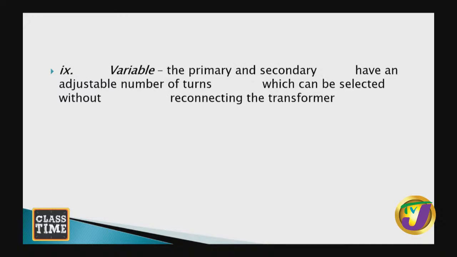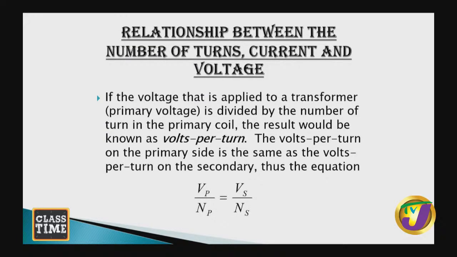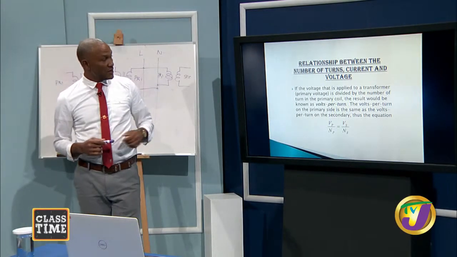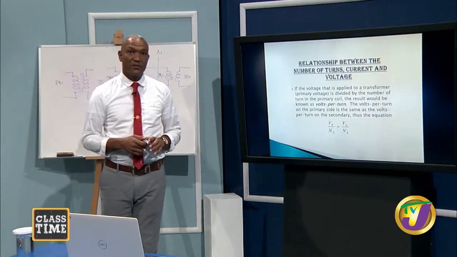The relationship between the number of turns in the primary, the number of turns in the secondary, the voltage in the primary, the voltage in the secondary, the current that flows in the primary, and the current that flows in the secondary. Now, if we look closely, we can look at it.